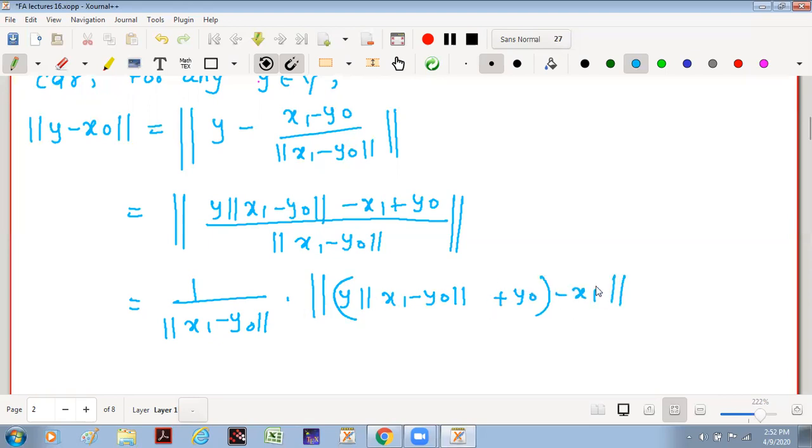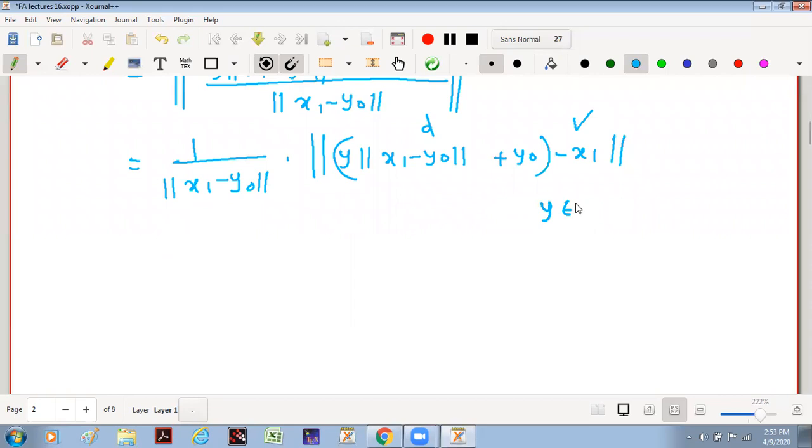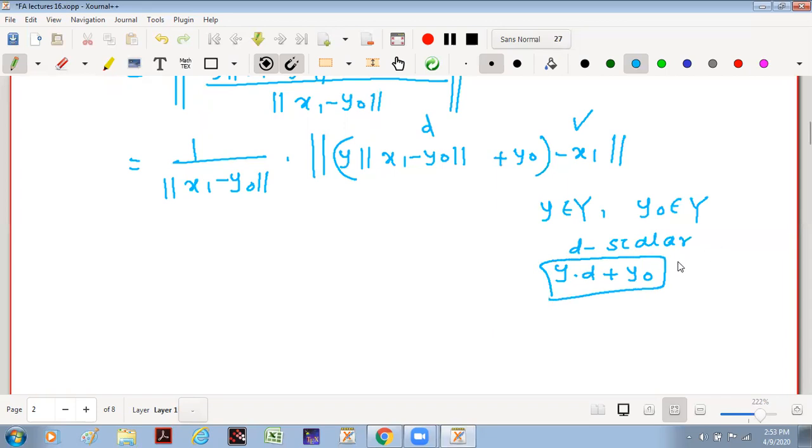Okay, therefore this is nothing but a distance between x1 and y0, and we will check what this is. This norm of x1 minus y0 is d. Therefore this is y into a scalar d plus y0. What is y0? y0 is a vector in Y. y is also a vector in Y. Therefore this bracketed quantity is a linear combination of elements in Y. Here I will write y is in Y, y0 is also in Y, d is a scalar. Therefore the bracketed term is of the type y into d plus y0. Therefore this is a linear combination of elements in Y, and therefore this must belong to the subspace Y.